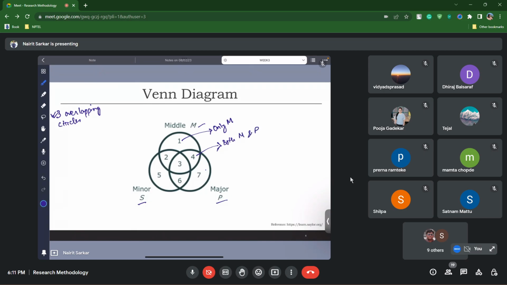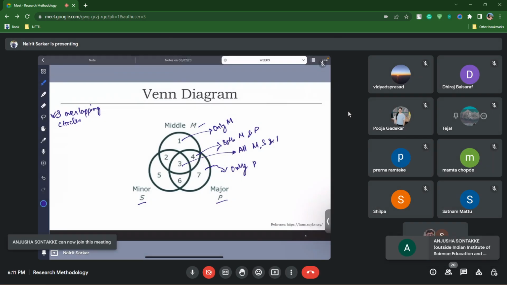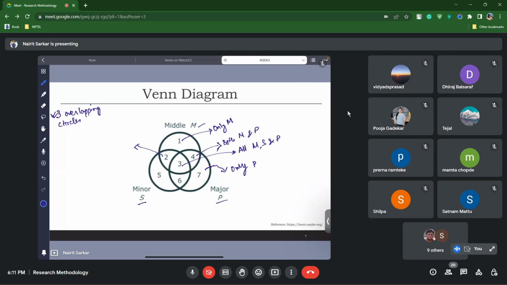7 means only P. 3 means M, S, and P all. 2 is between M and S only, so it will be both M and S. 5 will be only S, and 6 is between S and P, so both S and P. So we have 7 fields here. Is it okay?